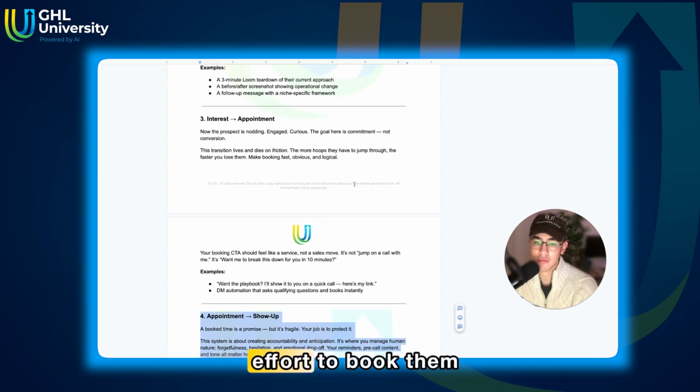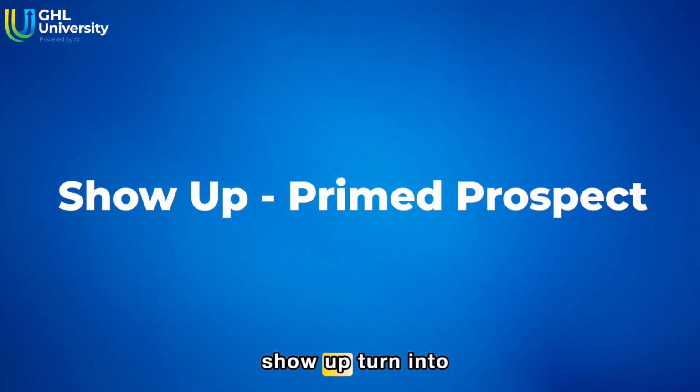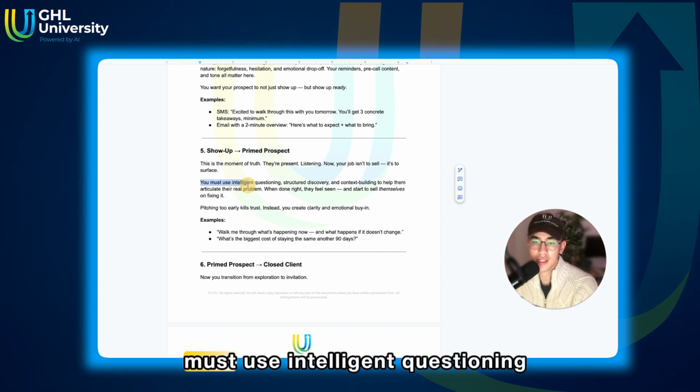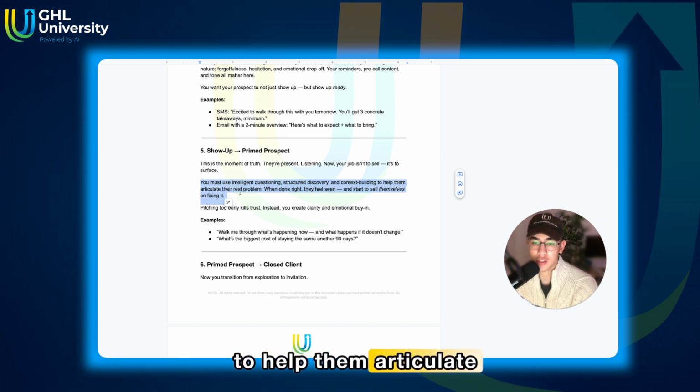You do all this effort to book them in, and then they don't show? Wow, that's annoying. Show up, turned into prime prospects. So even if they show up, this is the moment of truth. They're present. They're listening. Now your job isn't to sell, it's to surface. You must use intelligent questioning, structured discovery, and context building to help them articulate their real problem.